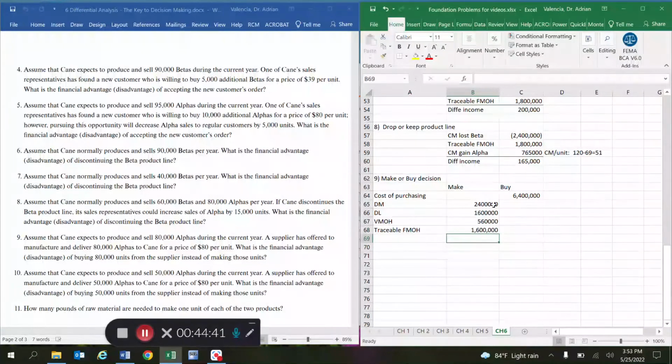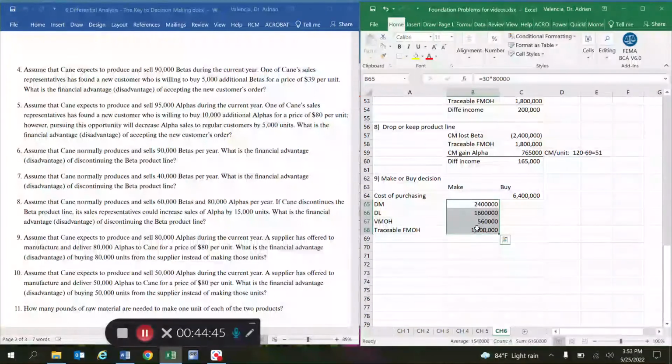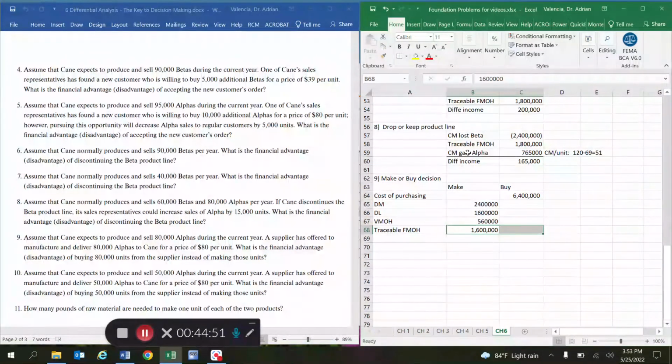Okay, and these are the costs that I would be able to get rid of if I were to not make this, and that's why they go into the differential analysis. So here I'm just going to get the totals for both and just compare. So that's this one, and then this we know what it is.